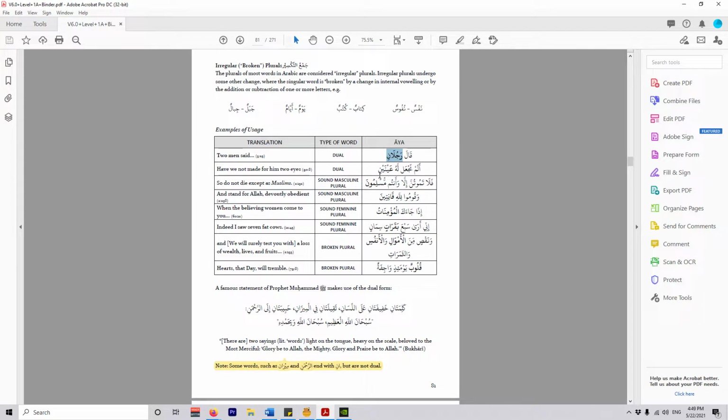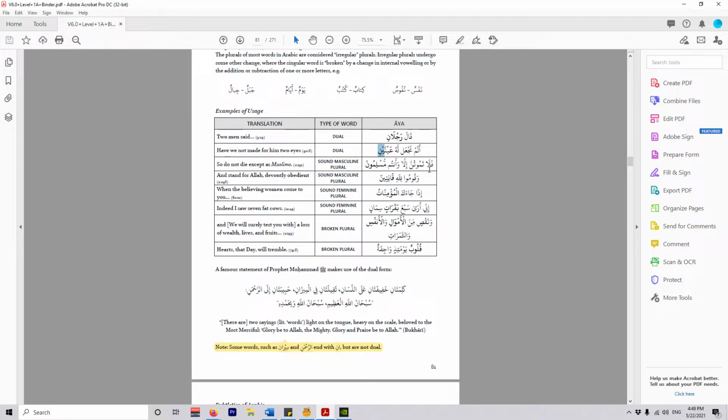And so here it's maf'ul, it's the object, and so therefore it's maftuh. And so instead of ani, we have aini, but it's still dual of ain, which is eye. So ainain is two eyes, right? Two eyes, ainain.